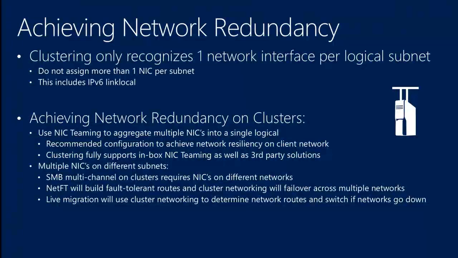So a consideration: clustering only detects one interface per logical subnet. Here's the mistake some people make. They say, I want clustering to use multiple networks, so I'm going to put in multiple networks, put them both in the same server, and stream across them at the same time. Clustering will only detect one. So if you want to have multiple network interfaces with clustering on the same subnet, use NIC teaming. That's the key message there.